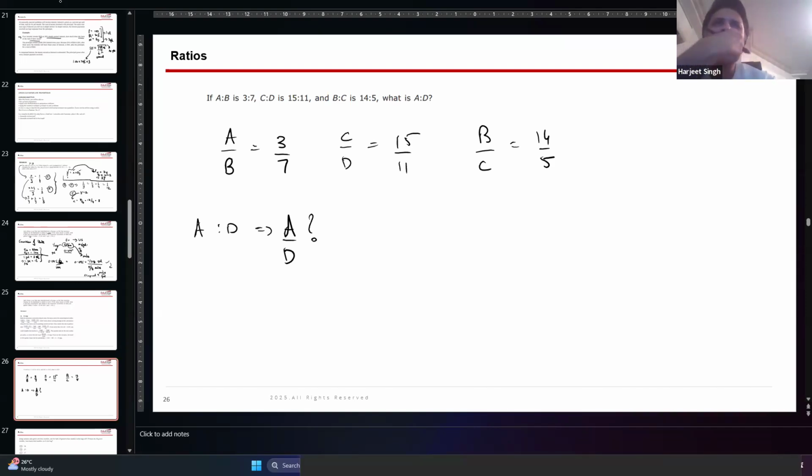So how do you think you can solve this? Multiply A by B by B by C, and then you cancel out the B, and you multiply that by C over D, and then you cancel out the C, and then you have A over D. Absolutely. So method 1 is what you suggested, which is mere multiplication of these three ratios. And what you end up getting is A by D. That's method 1.